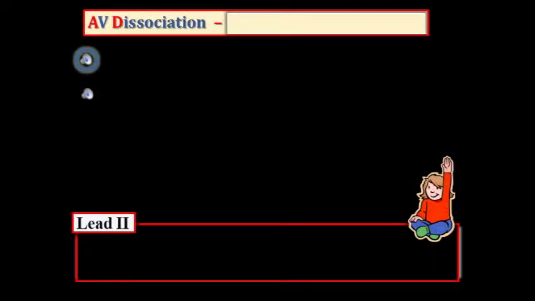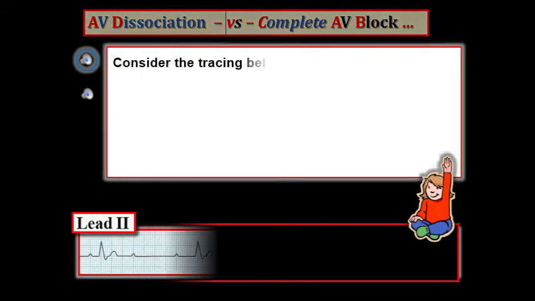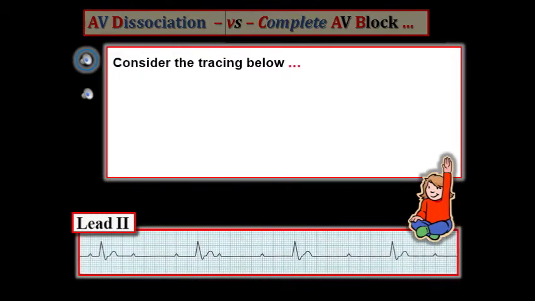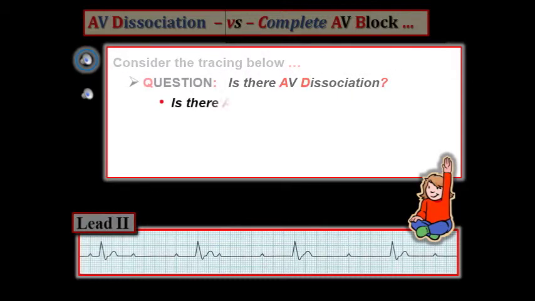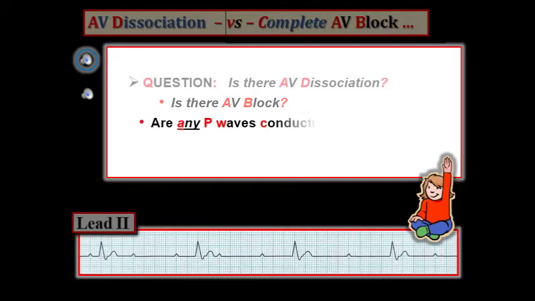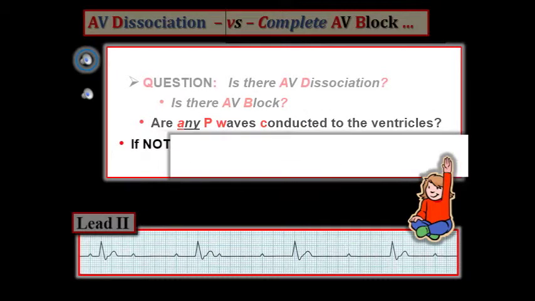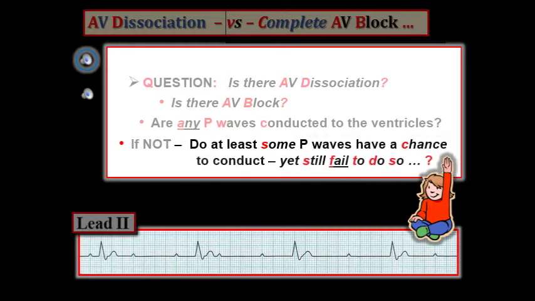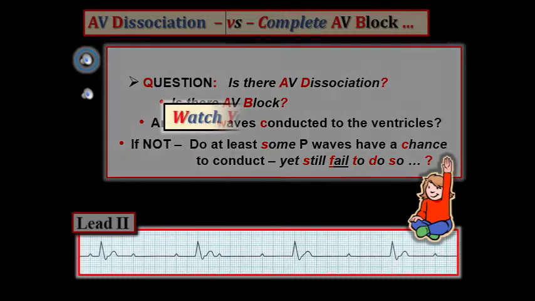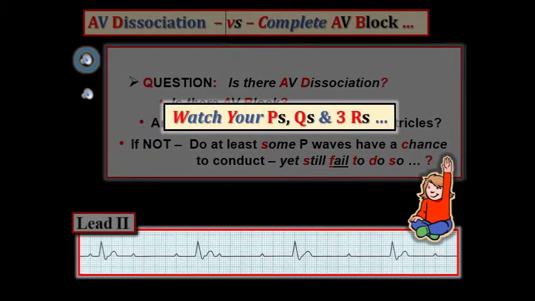We conclude this video on AV block basics with review of the difference between AV dissociation versus complete AV block. Consider this tracing that we looked at earlier. Is there AV dissociation? Is there AV block? Are any P waves being conducted to the ventricles? If not, do at least some of these P waves have a chance to conduct, yet still fail to do so? We assess this rhythm by the usual P's, Q's, 3R approach.